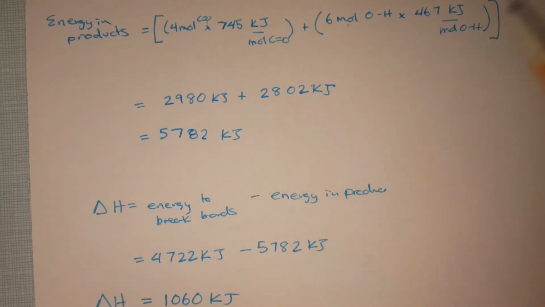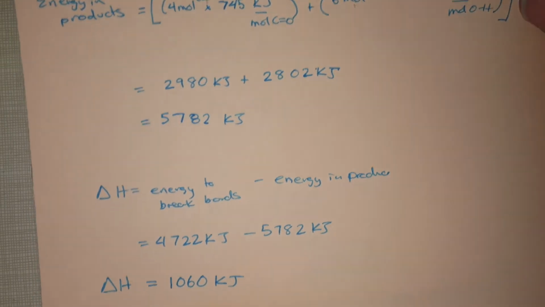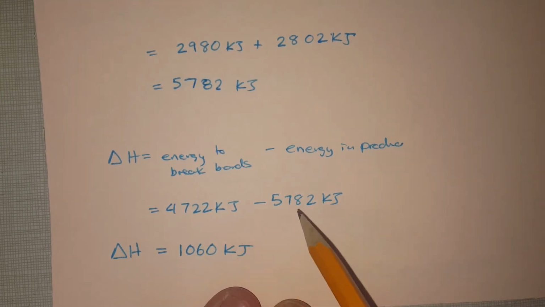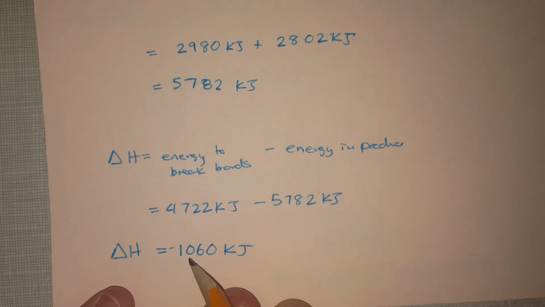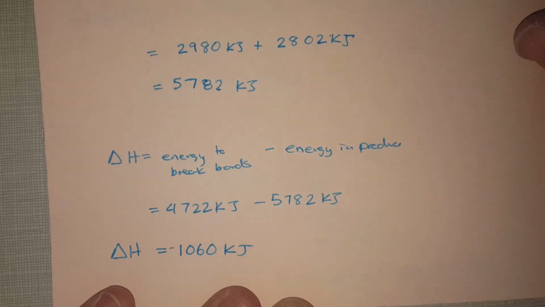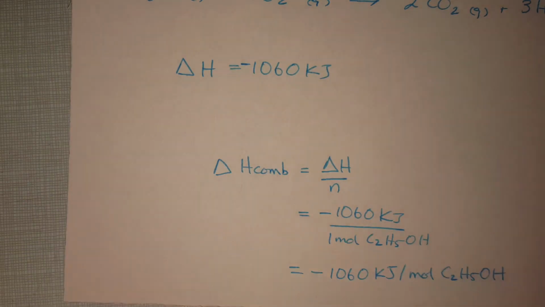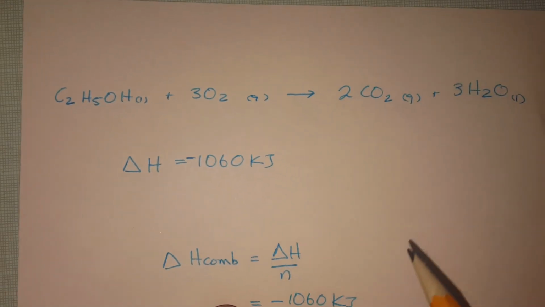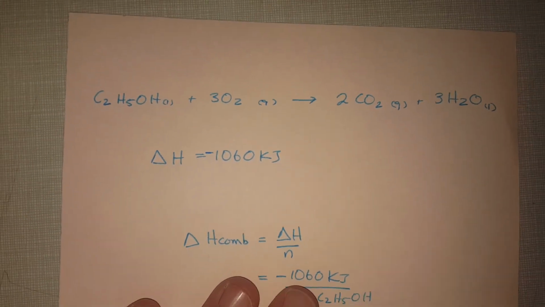So therefore we know the enthalpy change is the energy of my reactants minus the energy of my products. So what we get is negative 1,060 kilojoules. Okay, now this is an enthalpy change. This is the energy change for this balanced chemical reaction.